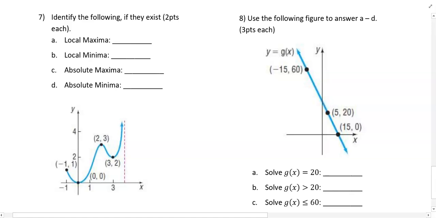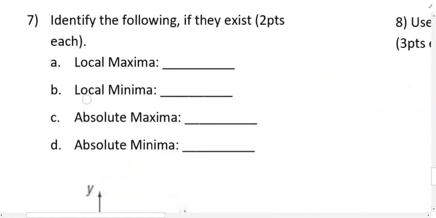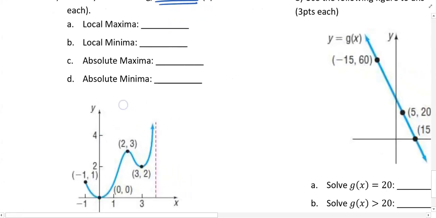Now for question 7, we need to identify the following if they exist. Sometimes these do not exist. Are there any local maxima or minima? Are there any absolute or global maxima or minima? Now remember, a local maximum is described as a point that contains the largest y value within a neighborhood of points. And we often describe maxima at a point of transition from an increasing graph to a decreasing graph.